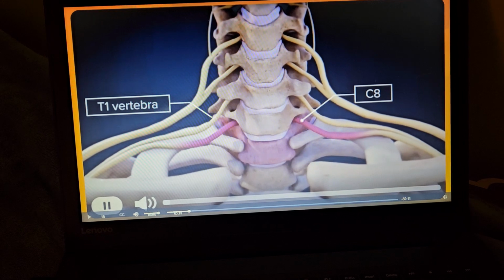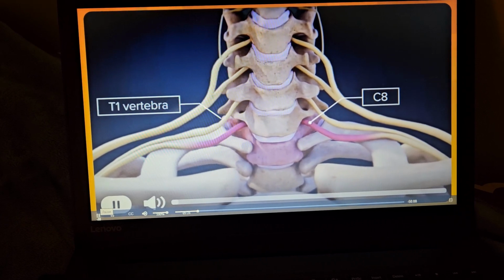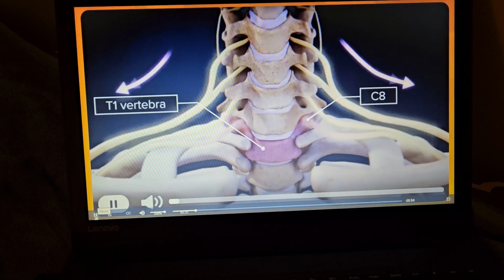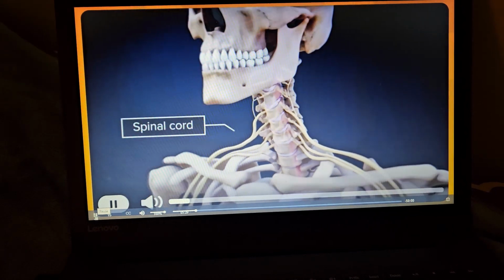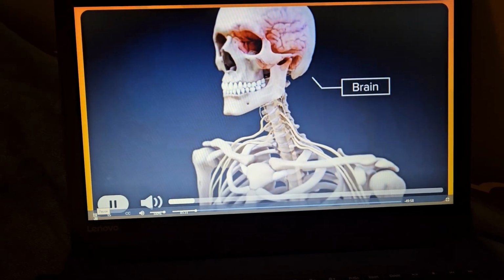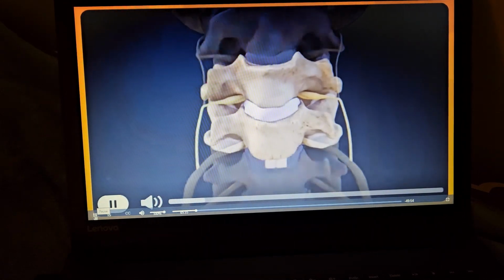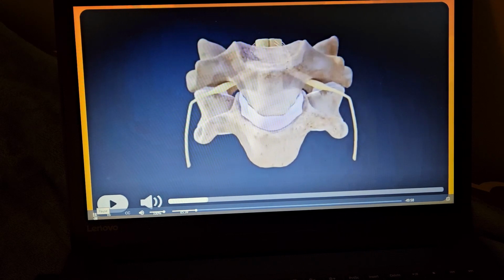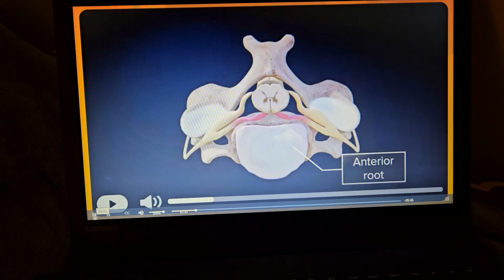Okay. Look at cervical spine anatomy and try to identify some possible pain generators. So we have all the nerve roots coming in and out, and down, the spinal cord going up to the brain. We're taking a C2-3 here and looking at this. It's important to understand the anterior and posterior roots.